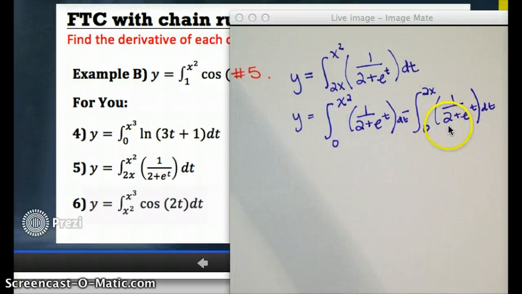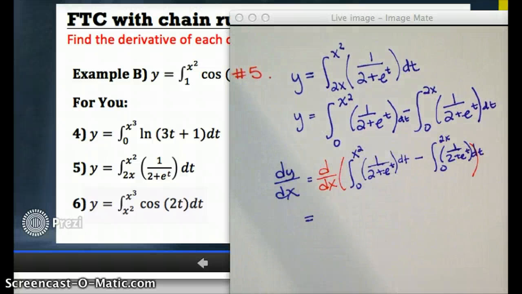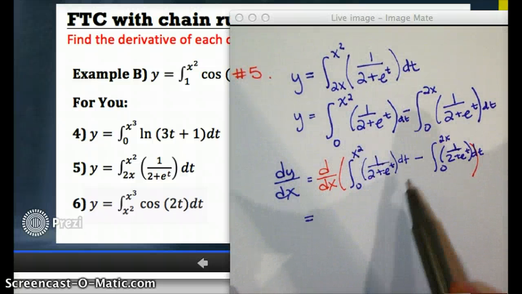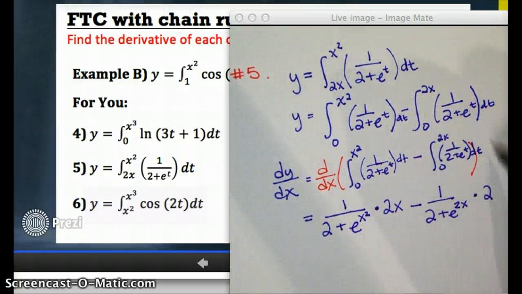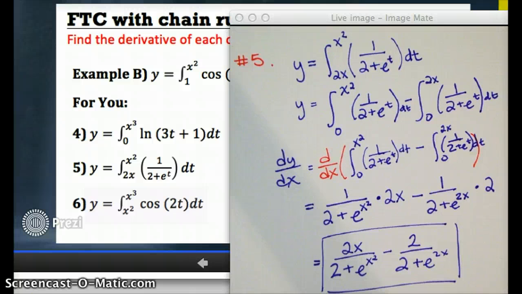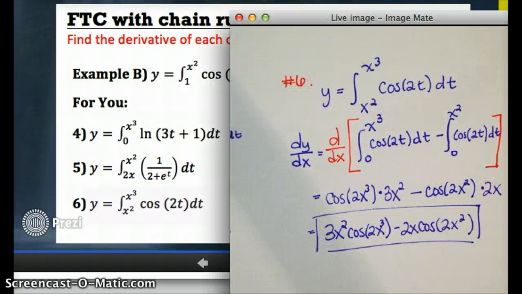Now, each of these integrals is easy to find the derivative of, and luckily, when you take the derivative of a function, we have the sum and difference rule, which says I'm allowed to just take the derivative of the front and subtract the derivative of the back. So now we have an easy way to find dy/dx. We'll take the derivative of the first integral using the chain rule, and then we'll subtract the derivative of the second integral, and of course we can combine like terms. Try the same process with number 6. Model it after my work if you need to. And the answer looks like this.